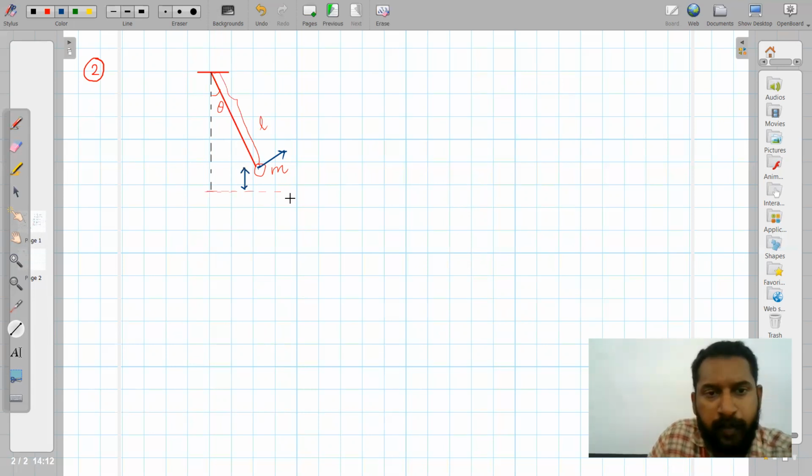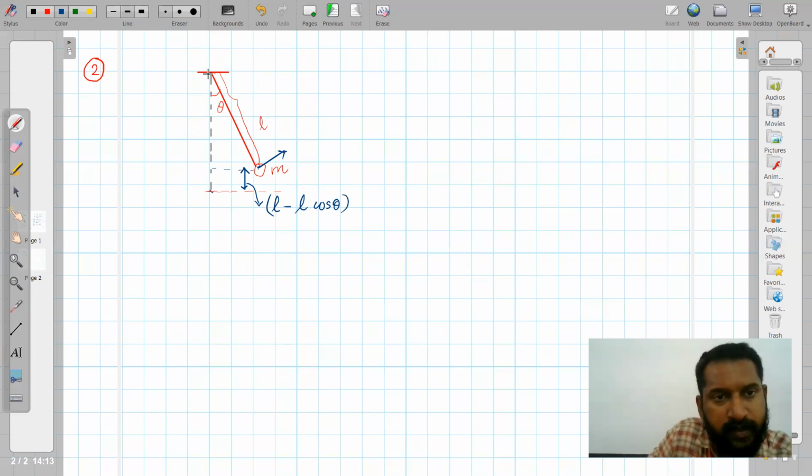That reference need not be the equilibrium position. That can be the point of suspension also. Now let me mark this distance. This distance is simply L minus L cos theta. You can look at this figure. The total distance from here to here is L, and this distance is L cos theta. Hence, this difference is L minus L cos theta.